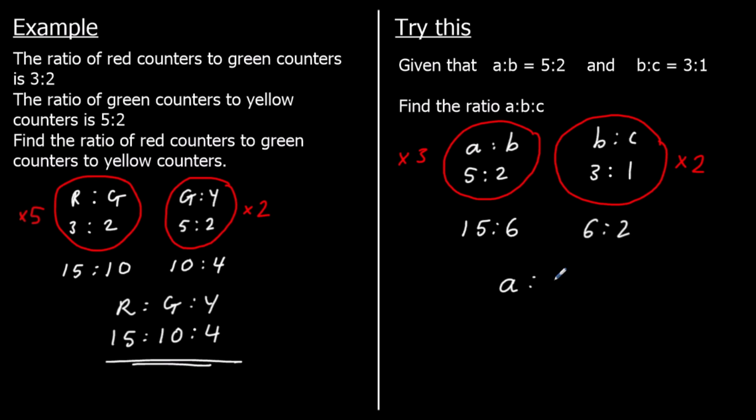So I can write A to B to C. So if B is 6, A is 15. So I've got 15 to 6 to 2.